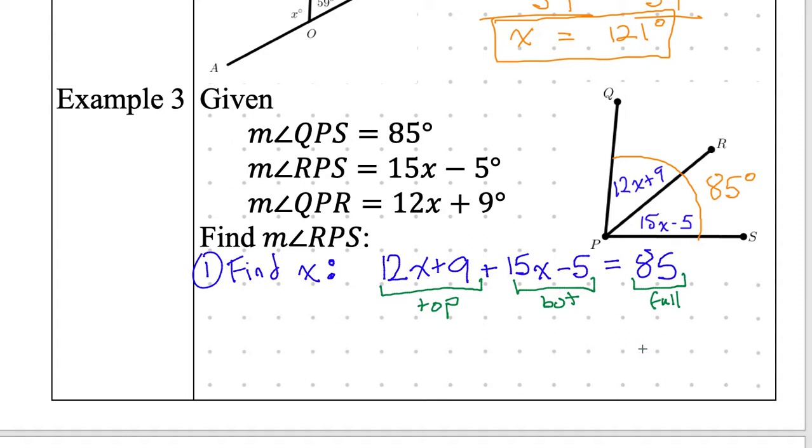That's the hardest part about these problems, in my opinion, is just figuring out how to set up the equation. Once you have the equation, then you're combining like terms, solving for x, etc. Any questions so far?